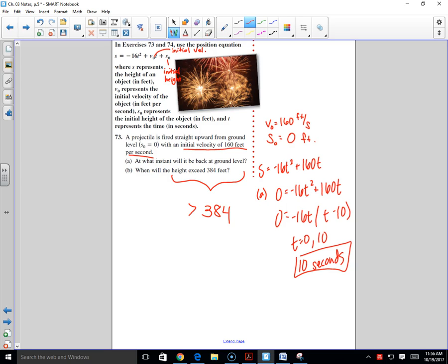True. But I would say before writing out the negative 16t squared plus 160t, isn't s the height? Wouldn't that be the strict translation? Whose height? S. Okay, cool. S has to be greater than 384. Then Grace, what did you do for s? I put in the -16t squared plus 160t.